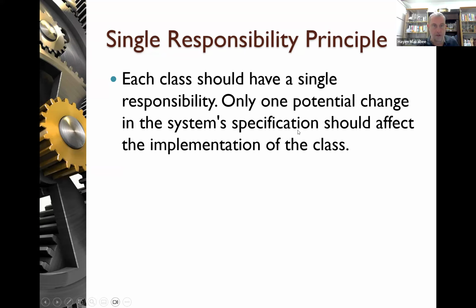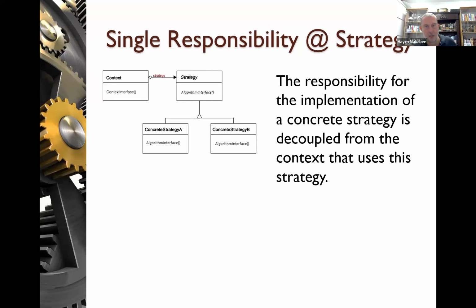Okay, so if you see here in the strategy, the responsibility for the implementation of a concrete strategy is decoupled from the context that uses this strategy. So here is this very important concept of coupling. Coupling is kind of connection. So you only want low coupling. The opposite of coupling is cohesion. So we want low coupling and high cohesion. Cohesion is how the things inside the class are related to each other.